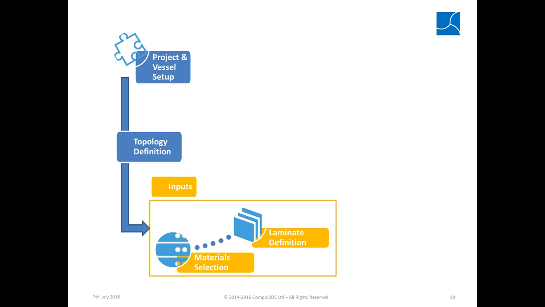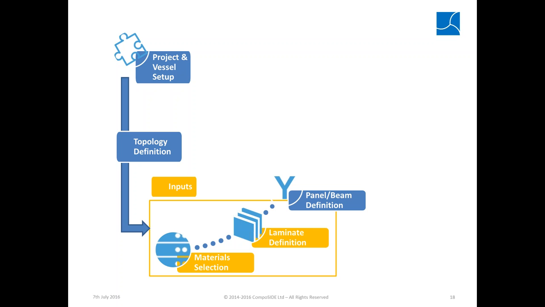From these, we have our base inputs for all of our analysis within CompoSIDE. So if we go on to design our bulkhead in FE space in a 3D shell model, or our keel grillage in a 3D grillage model, all of these inputs are the same. So you're always working with the same data. And if you change your material data, it'll automatically get updated upstream.